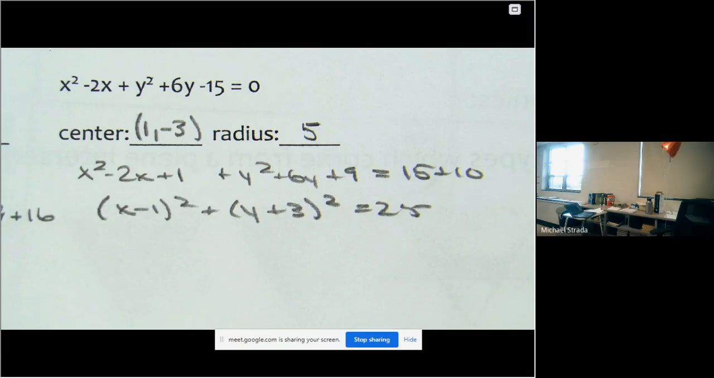X minus 1 squared. Okay, the sign of your binomial is always the sign of the linear variable. So this was negative, so that's negative. This is positive, so that's positive. So why is it x minus 4? Why is it y plus 3? Good? All right, let's do a little bit of geometry just for fun.